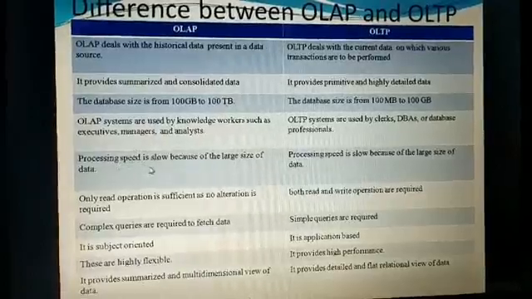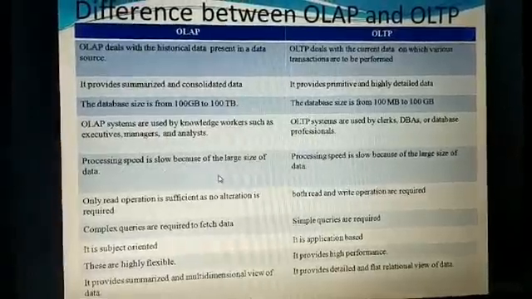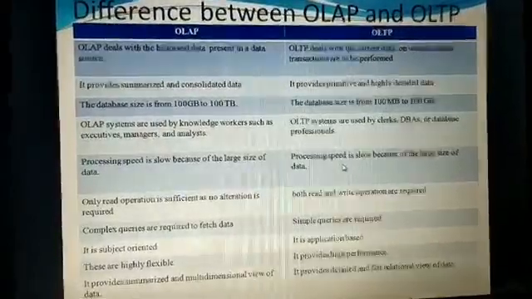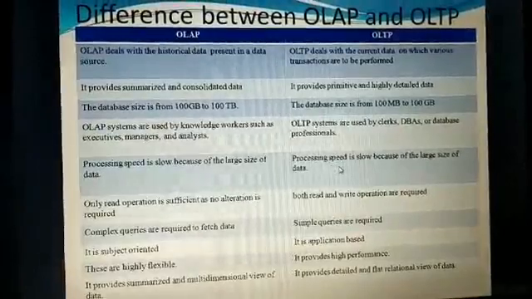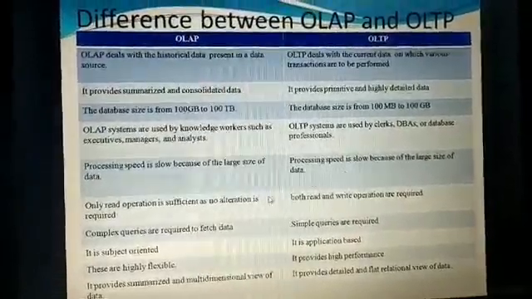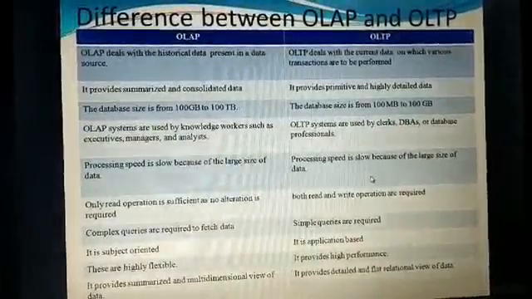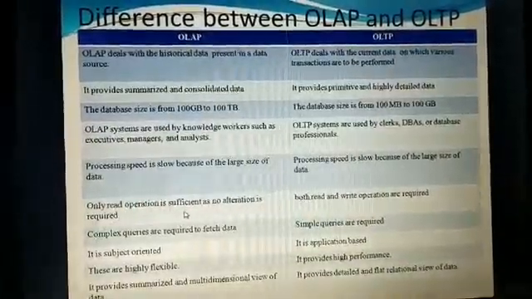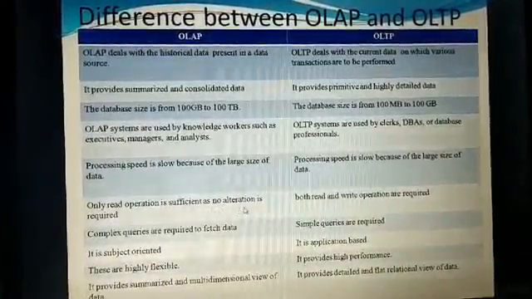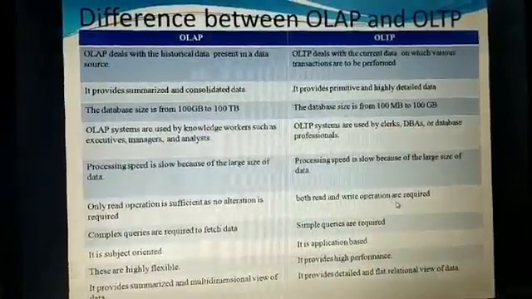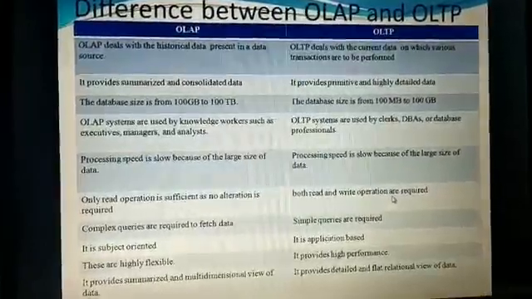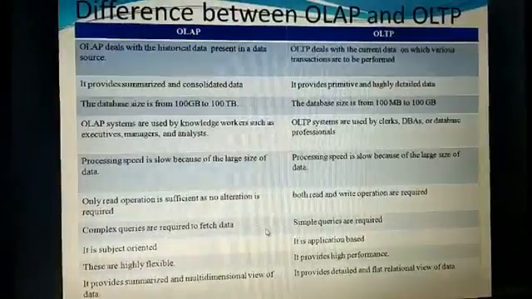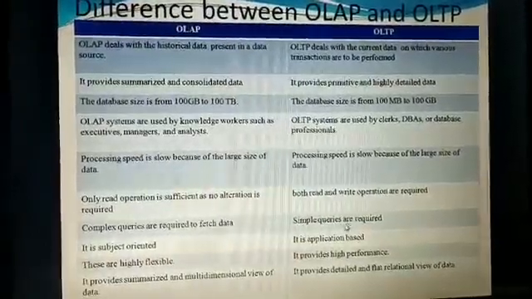Next point is the processing speed is slow in OLAP because of the large size of data to be used. As compared to OLAP, OLTP uses small data in small chunks, so the processing speed is fast because small data is used. Next, in OLAP only the read operation is sufficient as no alteration is required. In OLTP both read and write operations are required because we are working on current data. Complex queries are required in OLAP to fetch all the summarized data, while in OLTP simple queries are required.